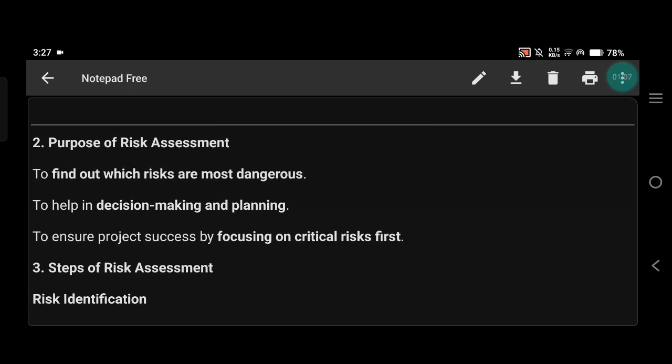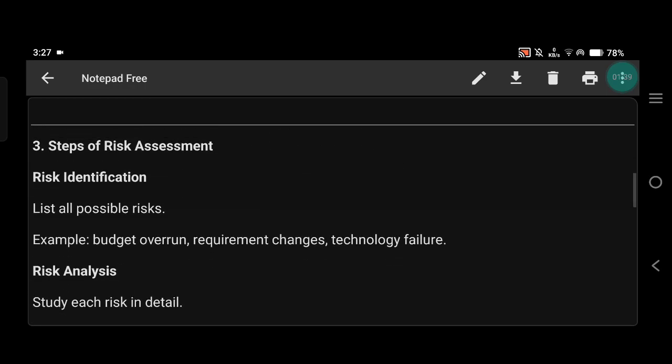Purpose of risk assessment: to find out which risks are most dangerous, to help in decision making and planning, to ensure project success by focusing on critical risks first. Okay, the purpose of risk assessment is to find out which risks are most critical, help in proper planning and decision making, and focus on the most dangerous risks first to ensure project success. Okay, now steps of risk assessment.